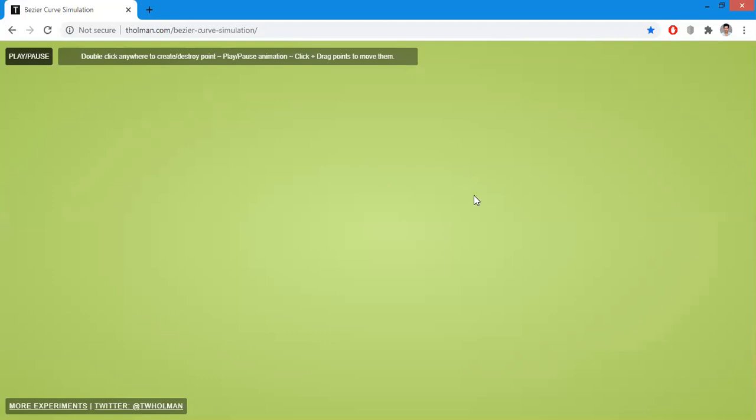Now I am going to draw control points first. First control point, this one. Now I am going to draw the second control point. So you can see here first and second. Now I am going to play this. I'll press play. You can see how it will be moving. So it is a linear straight line.